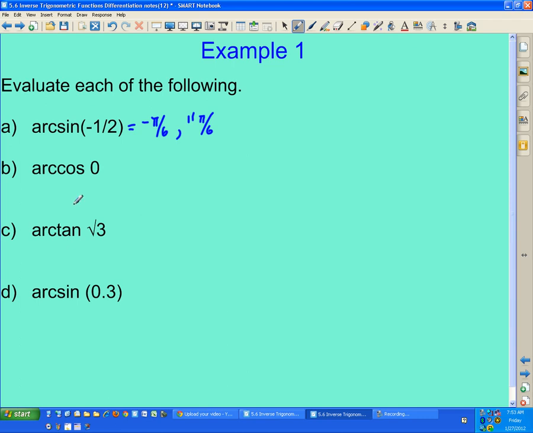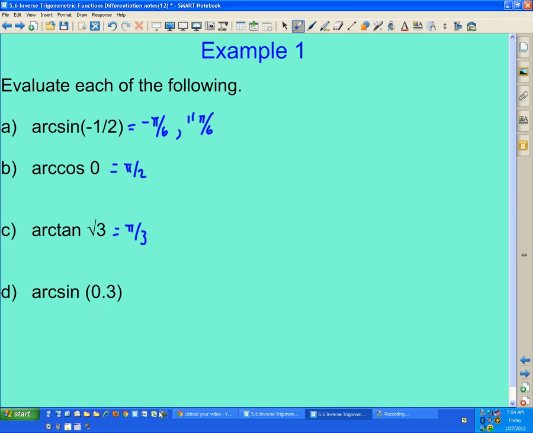Then if we wanted to represent arc cosine of 0, we're asking where cosine is 0 on the unit circle. The first time that pops up is at pi/2, so the answer would be pi/2. Then for arc tangent of √3, we're looking for where tangent would be √3, and that would be at pi/3.